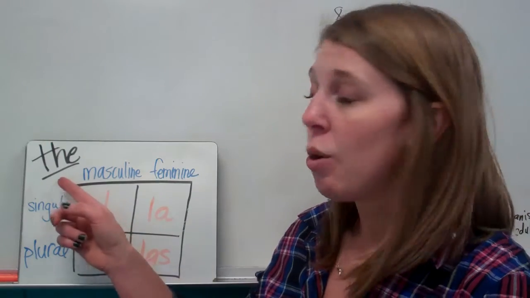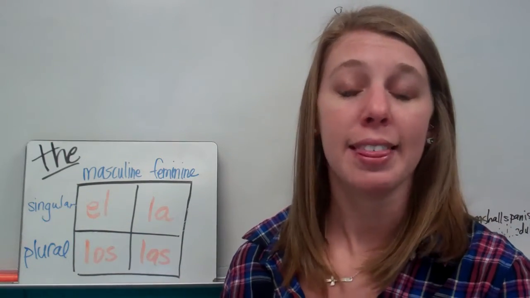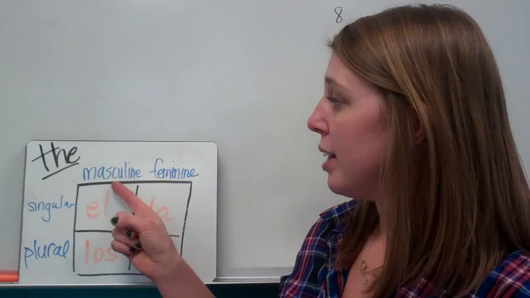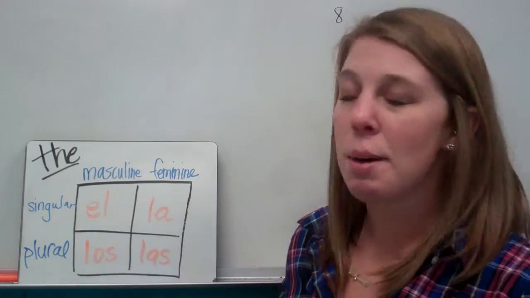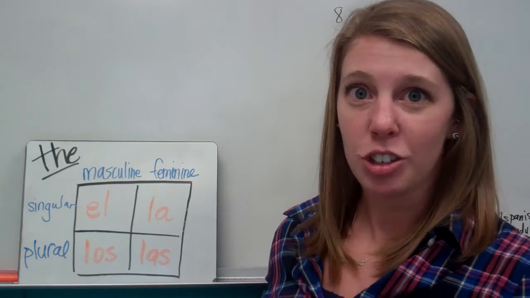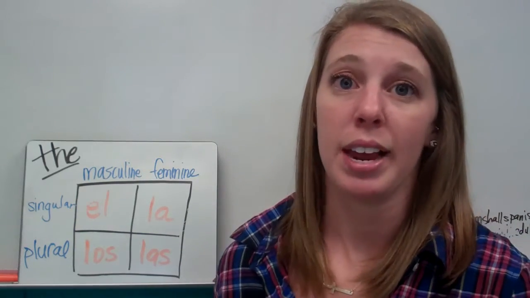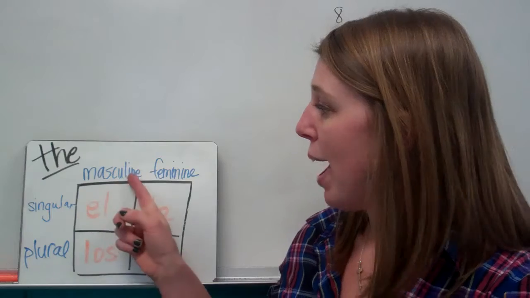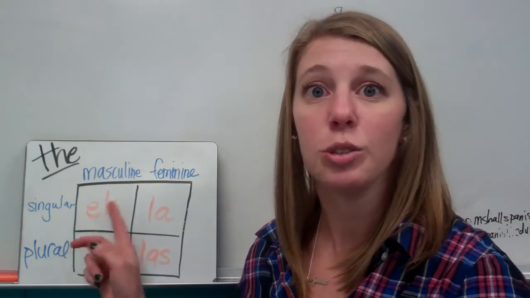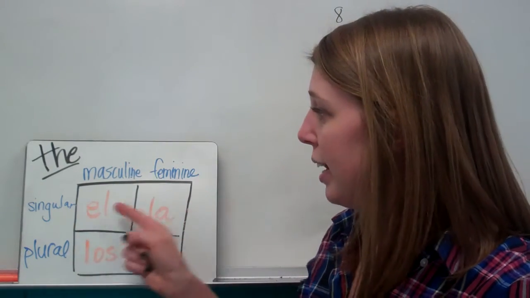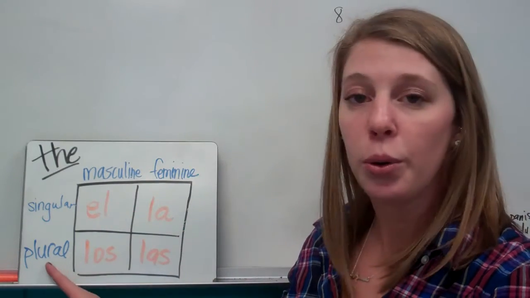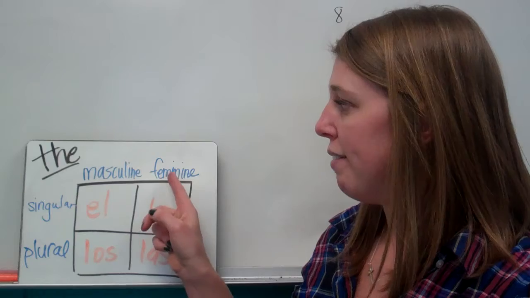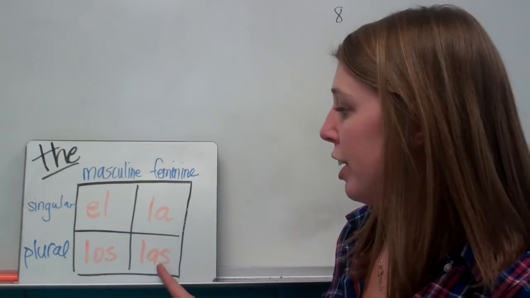Okay, so for the, we have 4 different ways to say the because we have to have a masculine, a feminine one, a singular one, and a plural one. This kind of looks like a Punnett square if you've ever taken biology, and we're going to do the exact same thing. So if our noun is masculine and singular, we're going to use el. If it's feminine and singular, we're going to use la. If it's masculine and plural, we're going to use los. And if it's feminine and plural, we're going to use las.